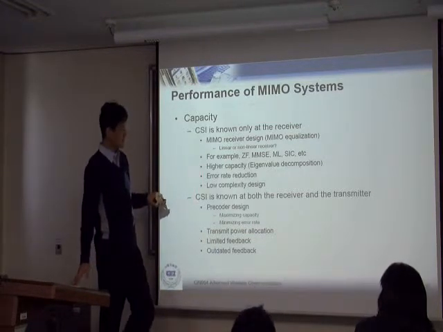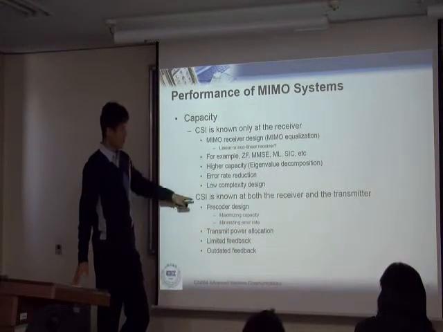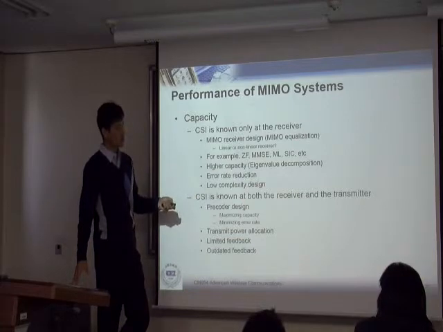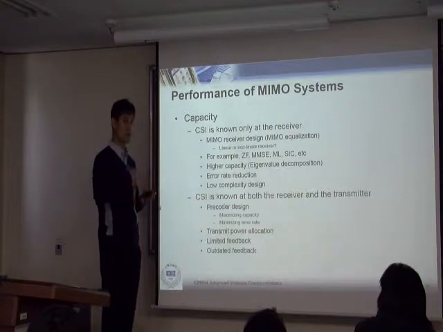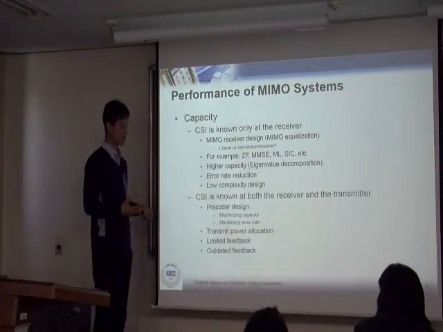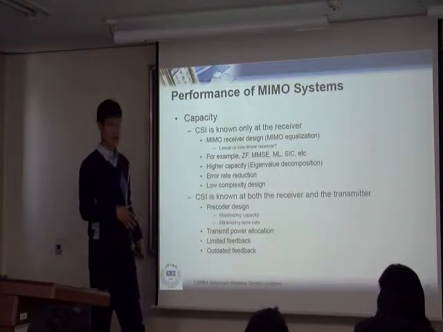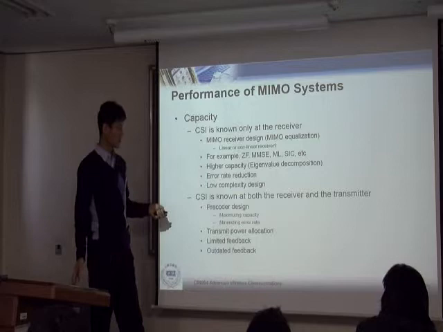And some other people make this assumption: CSI is known at the transmitter. If the channel state information is known at the transmitter, now the transmitter can do something more active, trying some more techniques. One of them is called precoder design. Precoder is a general term. Precoder can be called pre-filtering, or some people call this beamforming. It's all in the same category, okay, precoder.